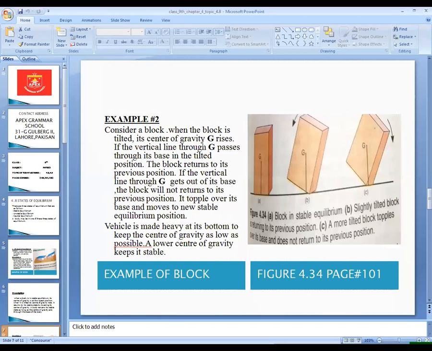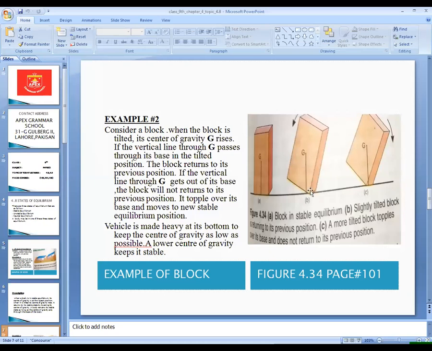Example number 2, consider a block. This is the original position of the block, and the line of the center of gravity is passing through G. G stands for center of gravity. When I tilt this, its center of gravity G rises. So the block returns to its previous position when set free.